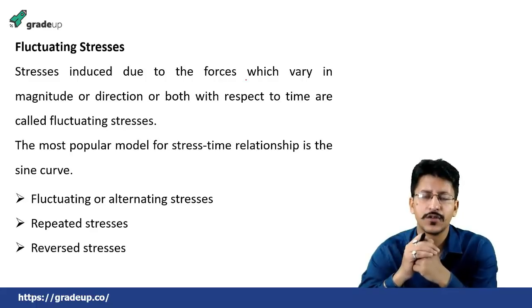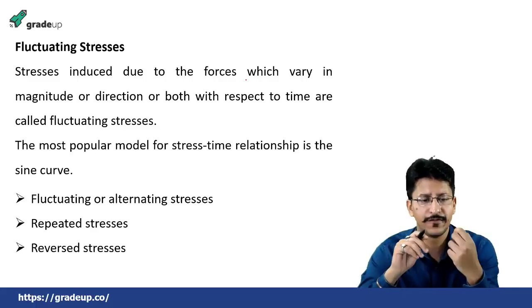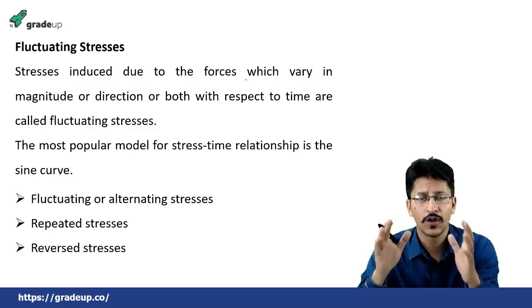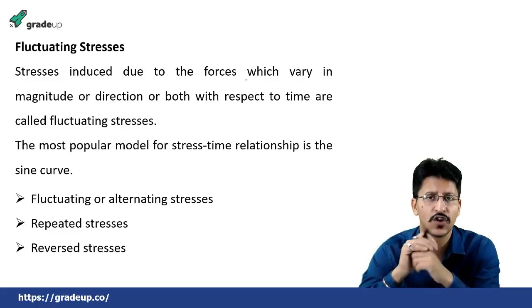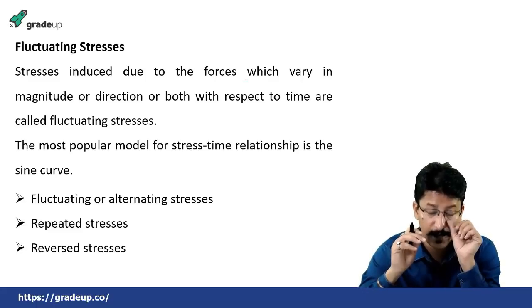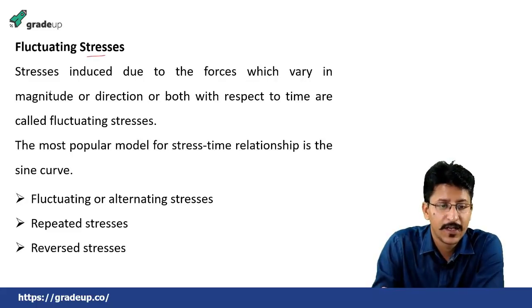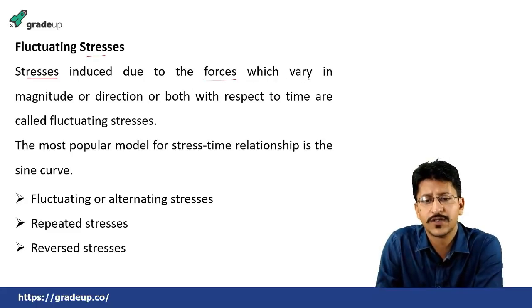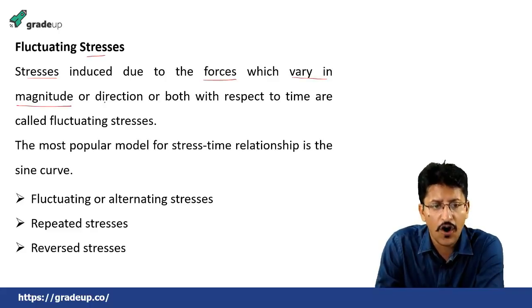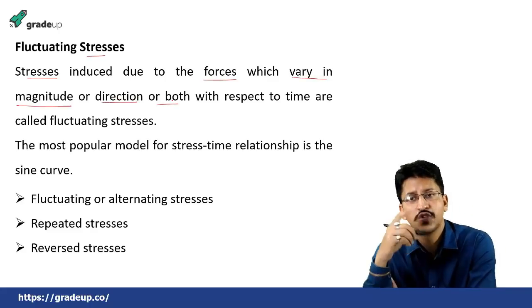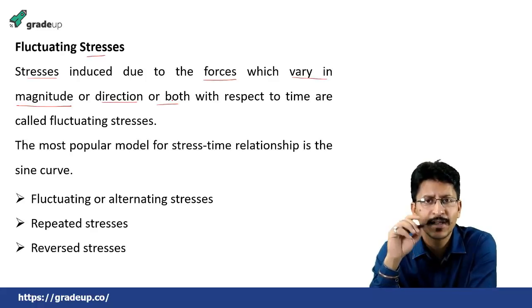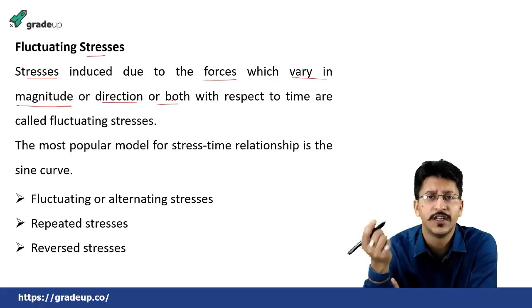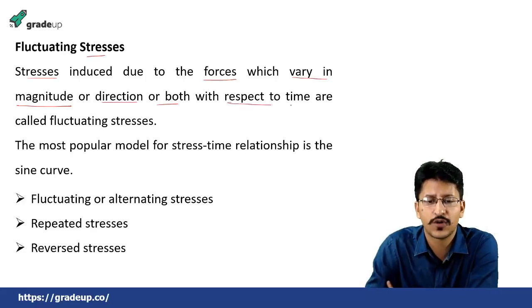Now we come to the main topic with which we started the chapter, basically the whole core area of this chapter, that is the fluctuating stress or the fluctuating loads. So let us see that. Fluctuating stresses: stresses induced due to forces which vary in magnitude or direction or both. So the fluctuation in the stresses can be due to the variation in the forces either in magnitude or in direction or both, and that is with respect to time, and they are called fluctuating stresses.